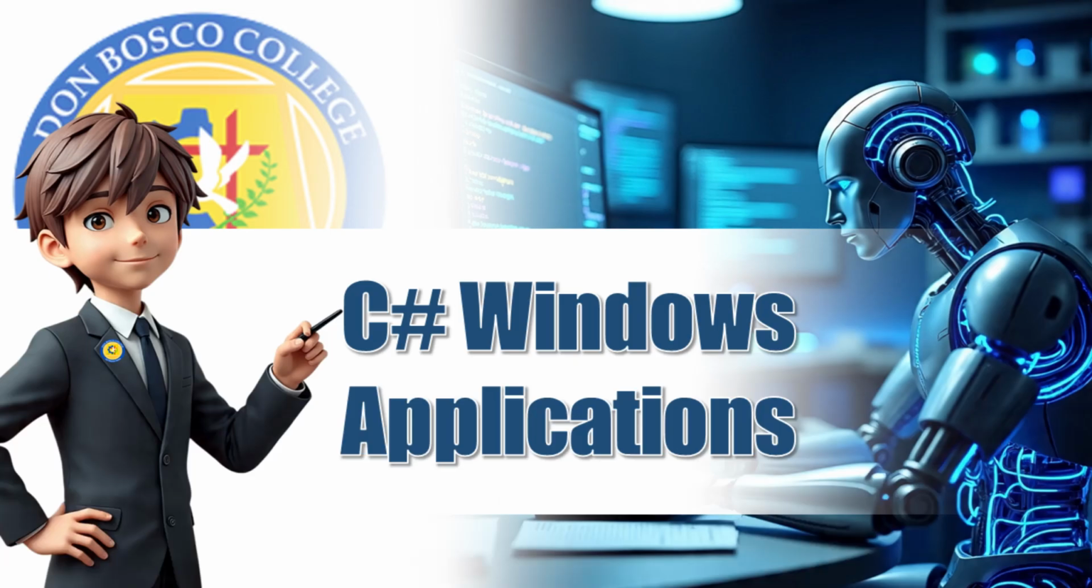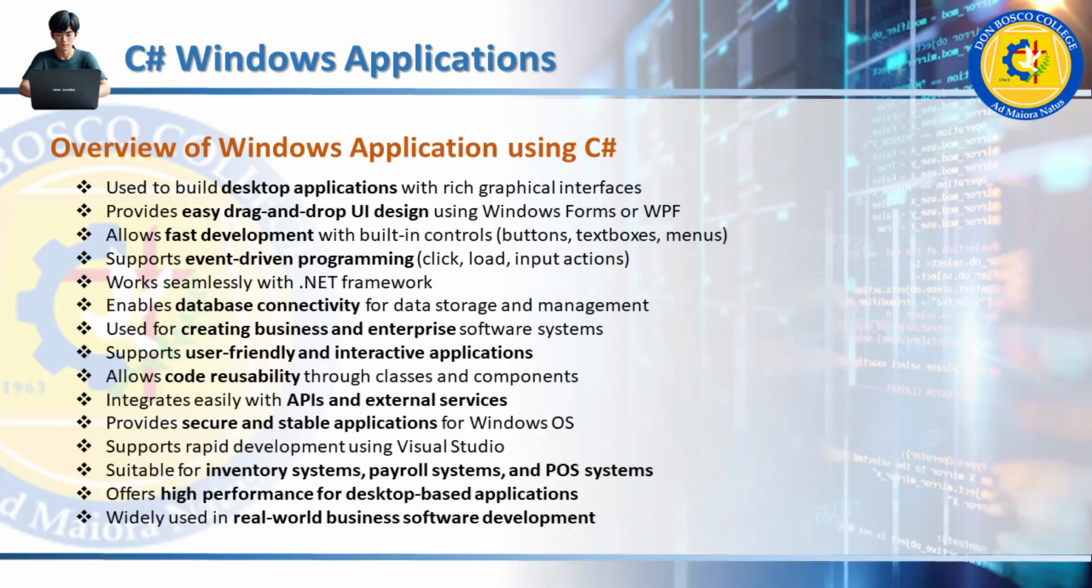Okay, let us begin with the application of Windows using C#. A C# Windows application is used to build desktop applications with rich graphical interfaces and provides easy drag and drop UI design using Windows Forms or WPF. It allows fast development with built-in controls such as buttons, text boxes, and menus, and supports event-driven programming like click, load, and input actions. It works seamlessly with the .NET framework, enables database connectivity for data storage and management, and is commonly used for creating business and enterprise software systems.